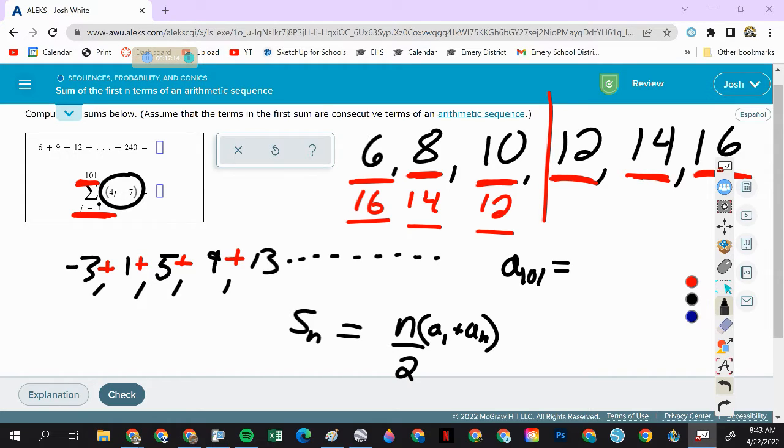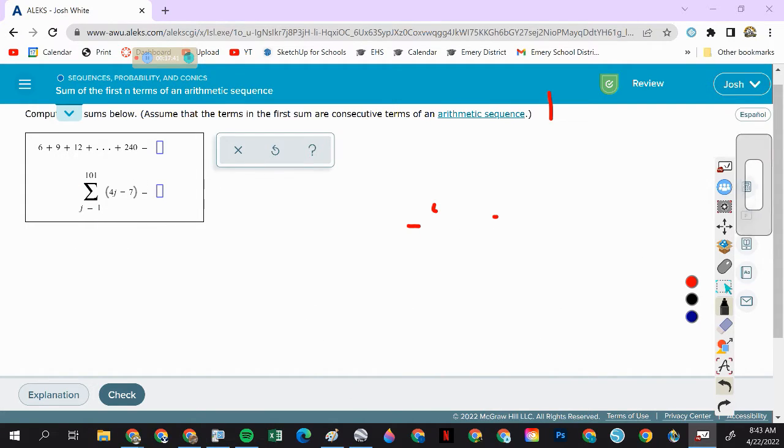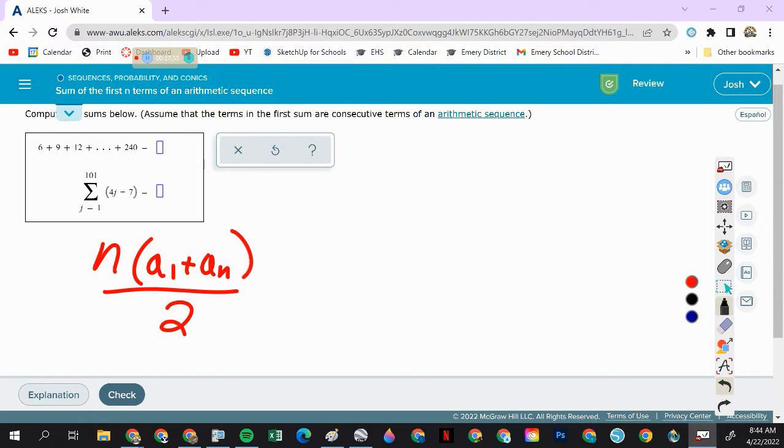So if you know how much money you made every day, if you want to know the total amount of money, you don't need to know the value for every day. All you need to know is how many times did you get paid, cut that in half, and then take the first number and add it to the last number. And that will tell you your total amount. Okay, so in this first one, I need n times a sub 1 plus a sub n over 2. I already know the first number is 6. And I know that the last number is 240.